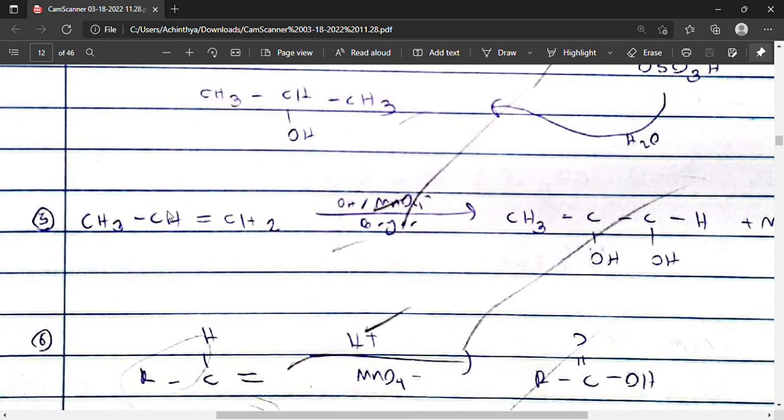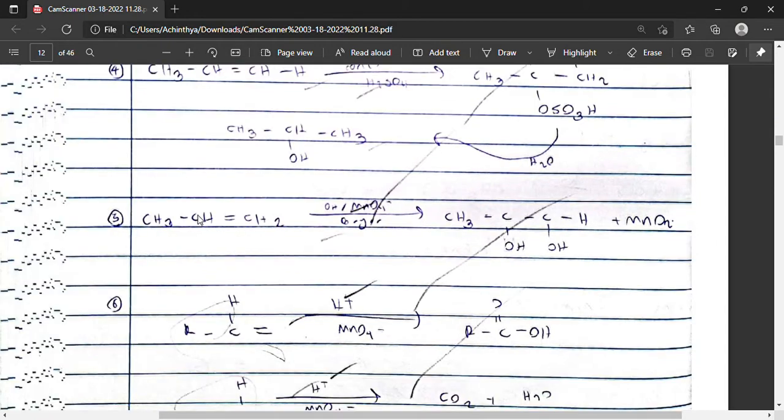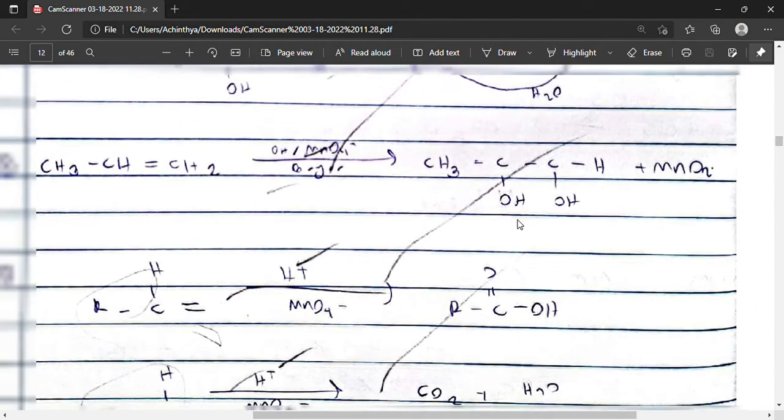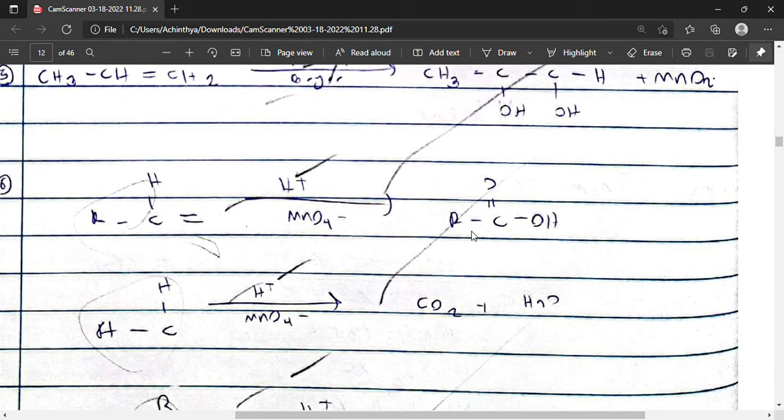If we have an alkene and add alkaline permanganate solution, known as Baeyer's reagent, to the carbons on both sides, we get an OH added. So basically it becomes a diol. In this specific case we call it a vicinal diol because the two hydroxide groups are in the vicinity of each other, and manganese dioxide will be formed as well.